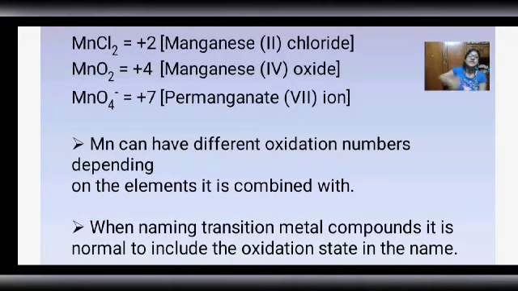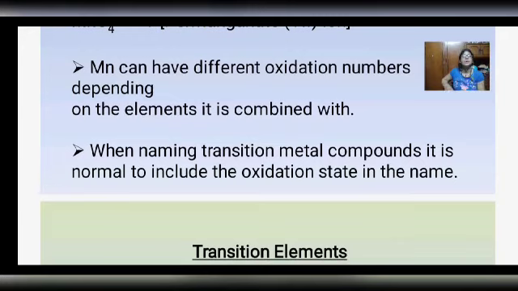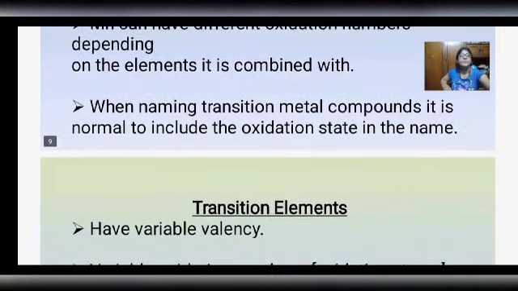We can see from this example that the same manganese, in case of manganese chloride, has oxidation state of plus 2. In case of manganese oxide, it has plus 4, and in permanganate ion, it has an oxidation state of plus 7. So manganese can have different oxidation numbers, but it depends on which element it is combined with. When naming transition metal compounds, it is normal to include the oxidation state in the name.